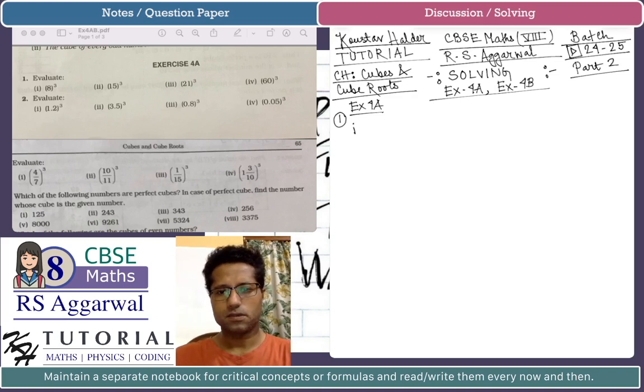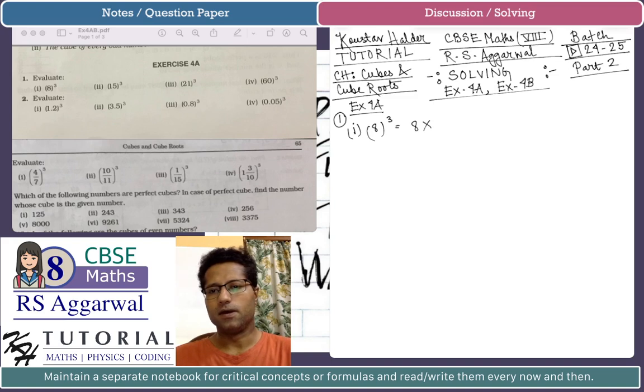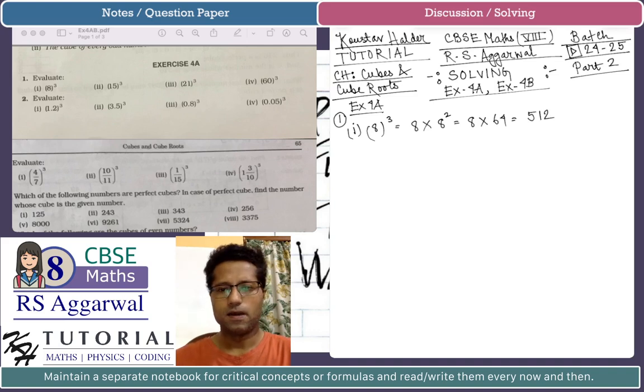Now, the first one is very trivial, 8 cube. You can solve it like this. 8 cube is 8 multiplied by 8 square. 8 square we know is 64, and then you find it is 512.